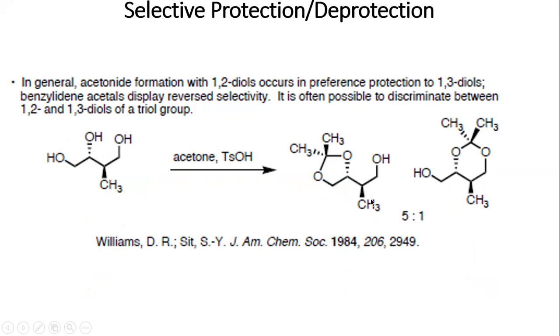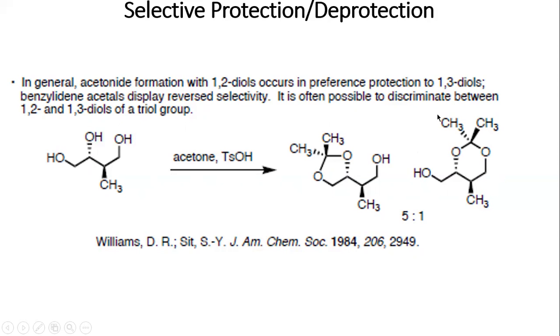All right. So here you can see where you have this again selective protection, deprotection. You can see right here that you get the 1,2 diol protected in a 5-to-1 ratio when you compare it to the 1,3 diol, just treating this with acetone and TsOH, right? So the 1,2 diol is right here. And if you treat that with just acetone and TsOH, you're going to get the acetonide. And then the 1,3 diol is here, right? You can see that motif over here as well.